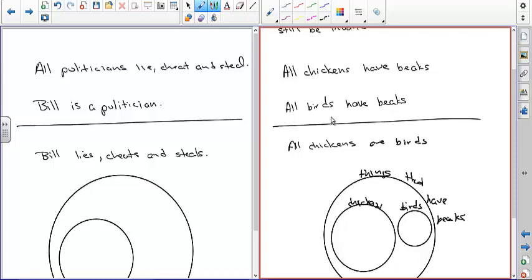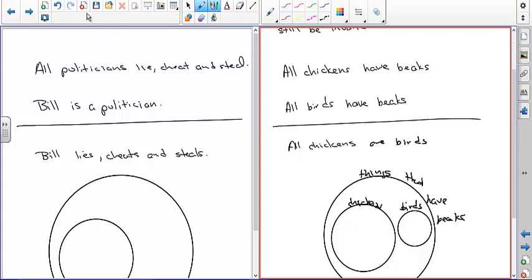So the only way I could make birds surround chickens is if I said that chickens are birds. Then I would know all chickens are birds, and I could put this circle around it. But just saying all birds have beaks, all I can do is put this circle inside the big circle. I can't assume that's the case. I have to assume I know nothing about chickens or birds, just based on the words. So when you say all chickens are birds, you can see that the only way that could happen is if this big circle was in this circle.